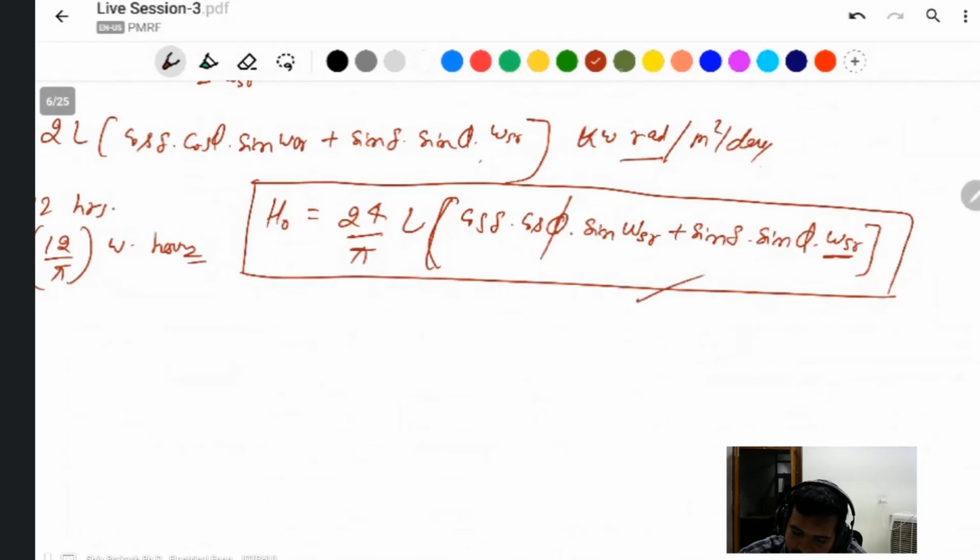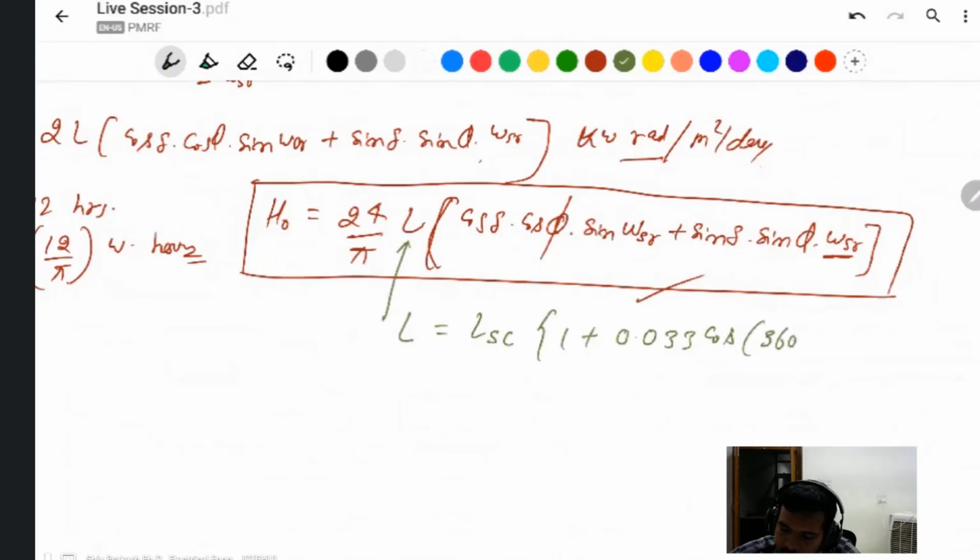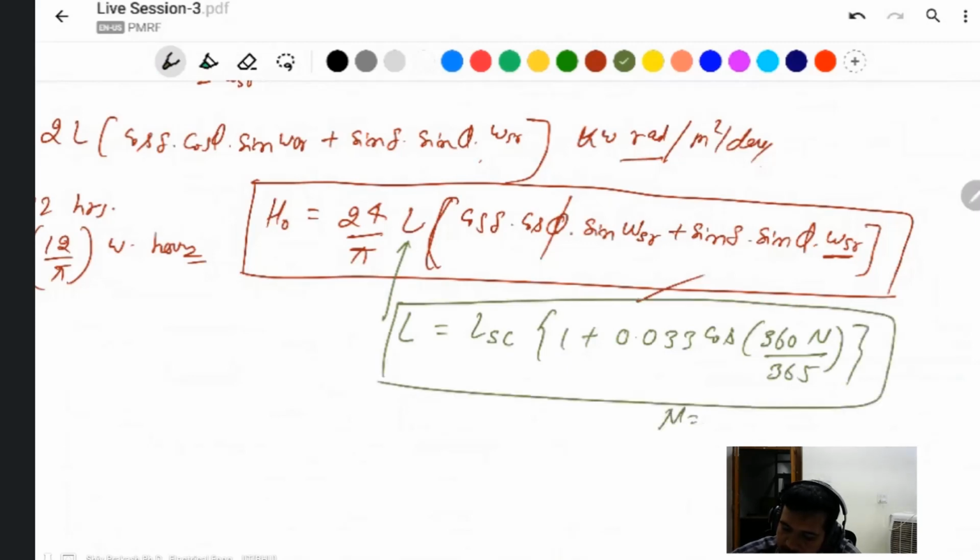This is the energy, where L is denoted as the solar constant. LSC is the standard for solar radiation, used to find the insolation of solar. Same thing, 360 N divided by 365, where N is the number of the day: 1 for January 1 and 365 for December 31st.